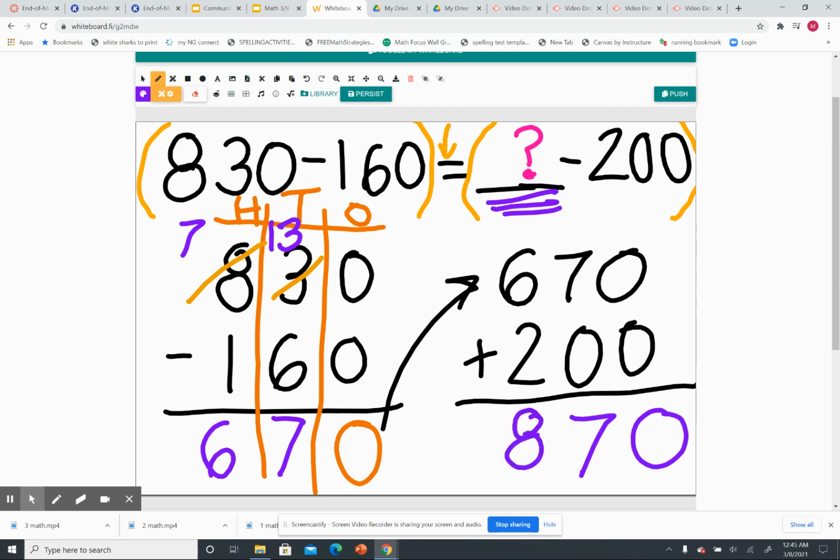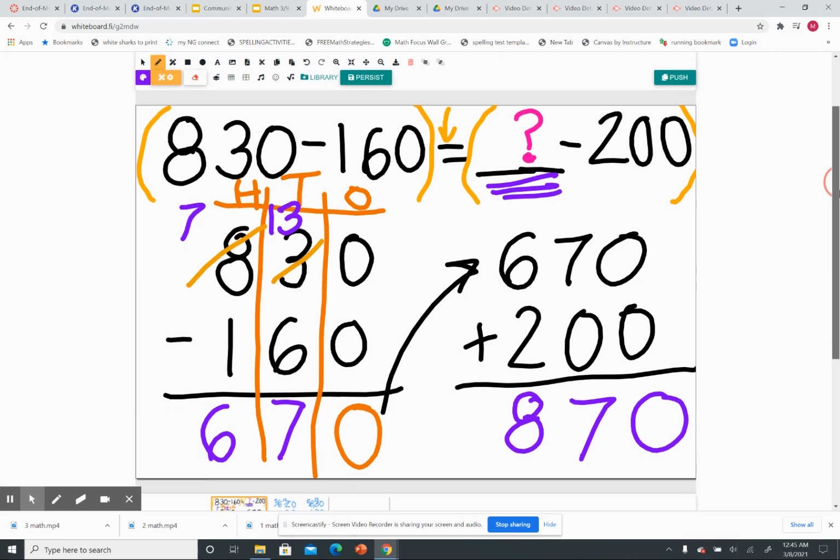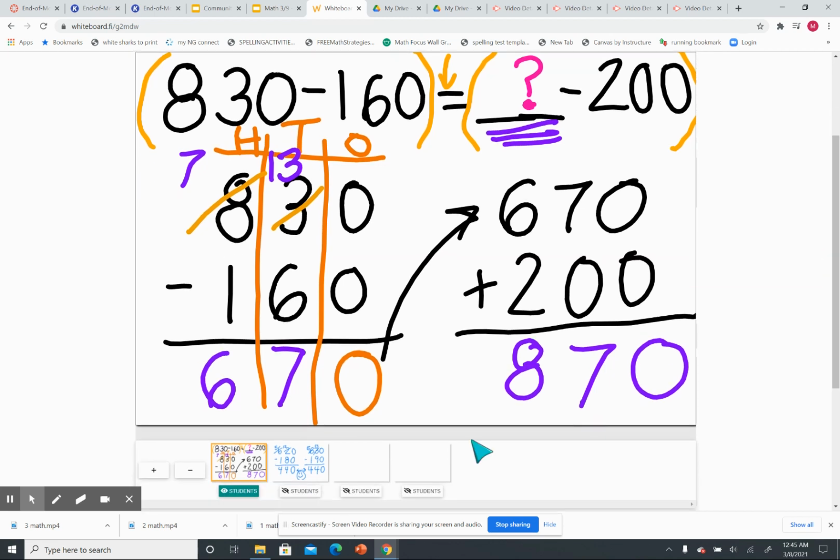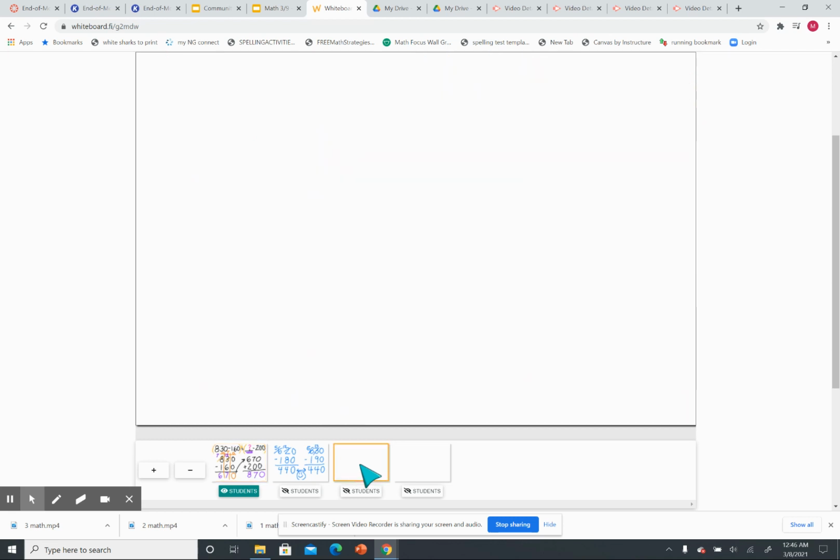So now we need to see how we can check this problem. How can we check this? Can I move that over? Nope. What we're going to do is see what happens if I subtract 870 minus 200. When I subtract 870 minus 200, I should end up with 670. So let's check. Okay, so I'm going to do 870 minus 200.